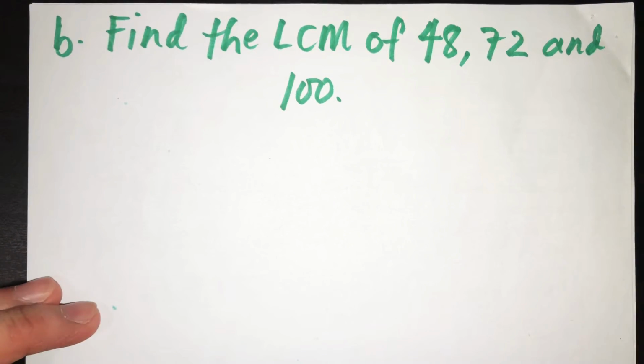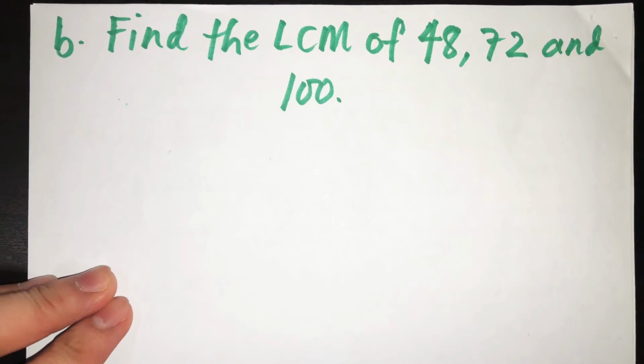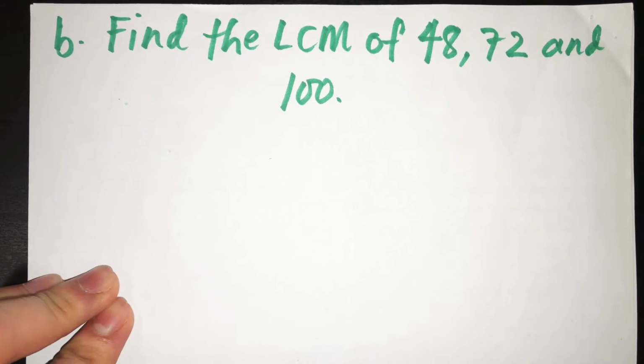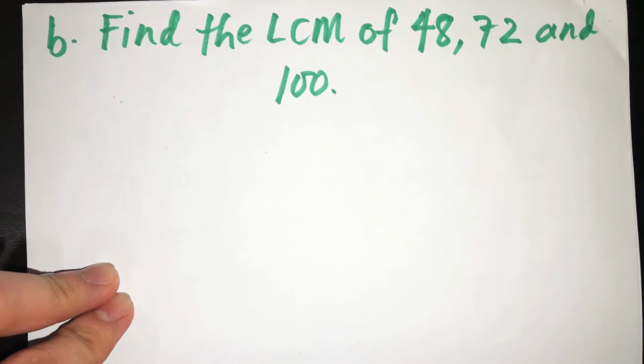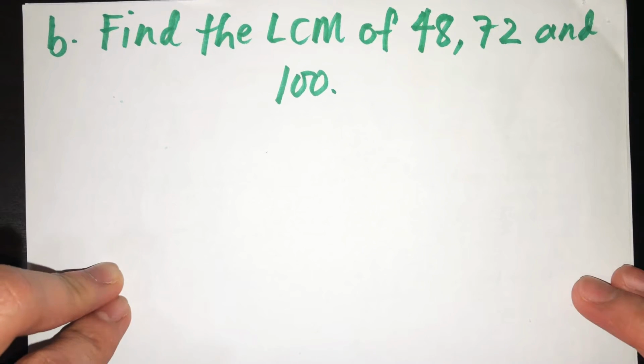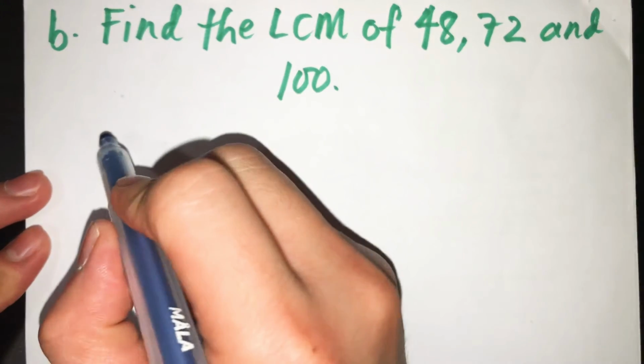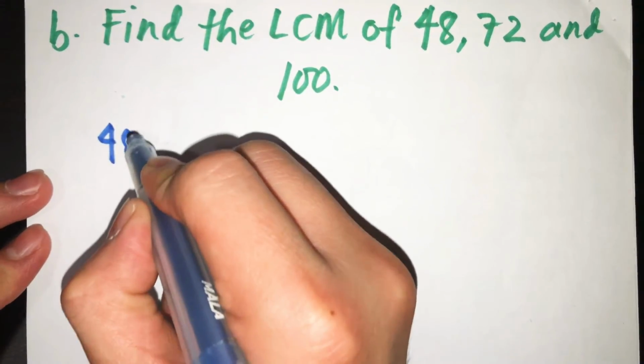So in this example, we have 48, 72, and 100. Okay? But in this case, it's hard to do the skip counting method because the numbers are too large. So what we're going to do is get the prime factors of these numbers. So let's start first with 48.